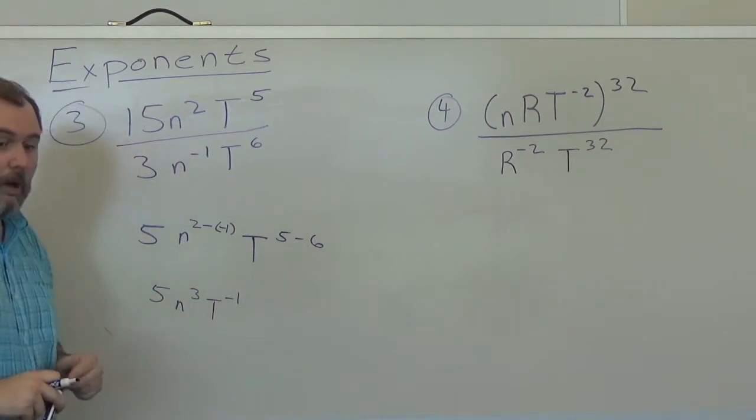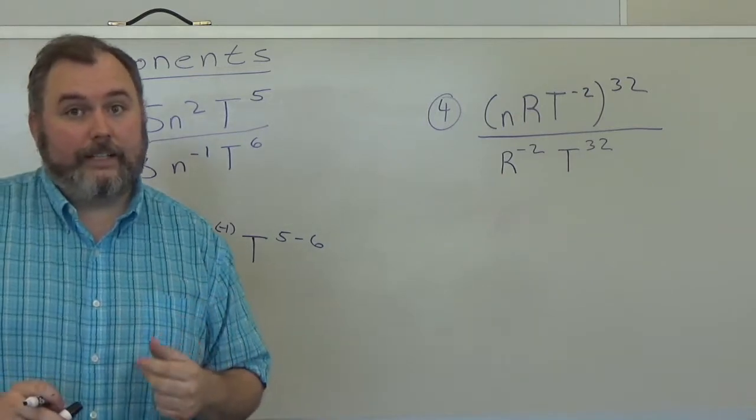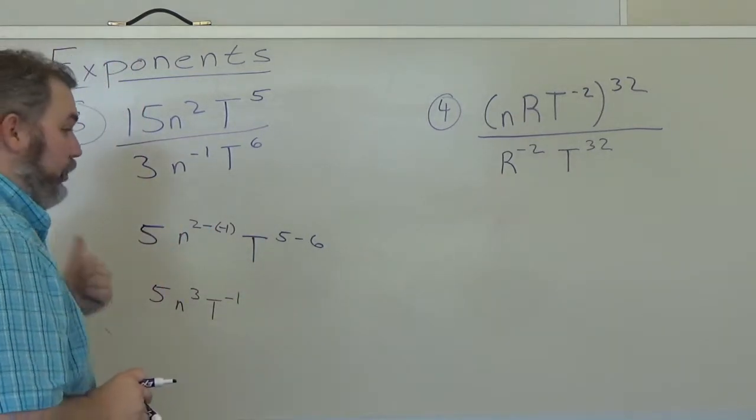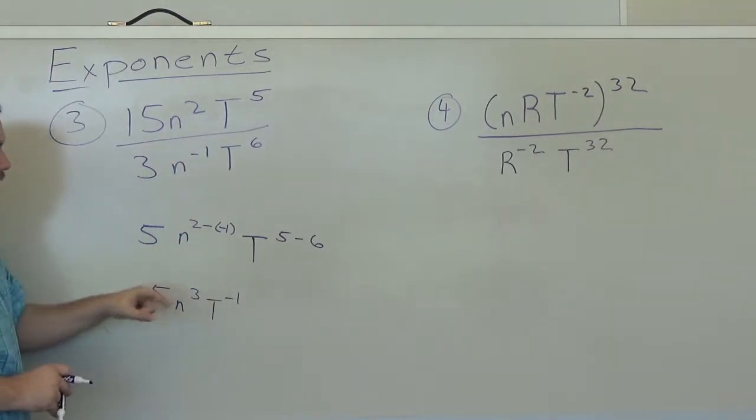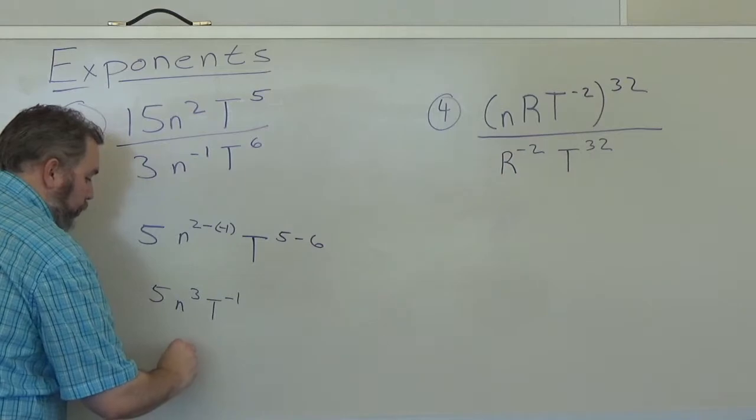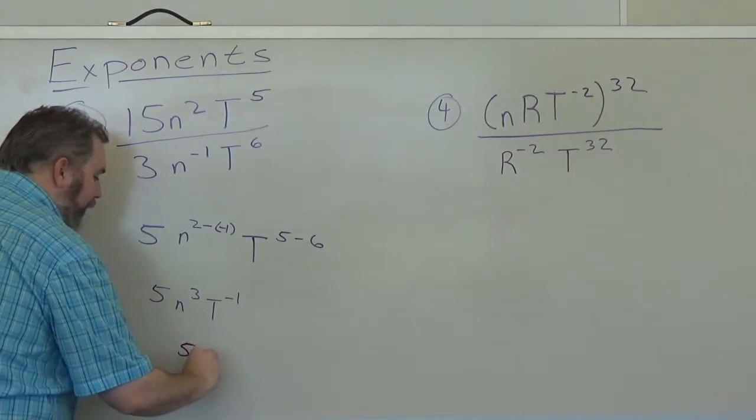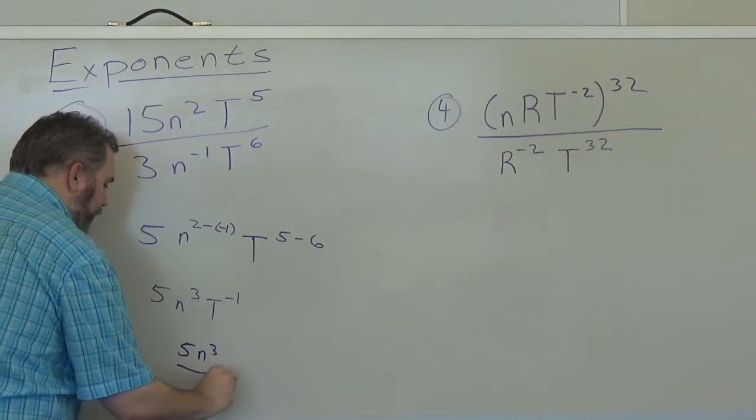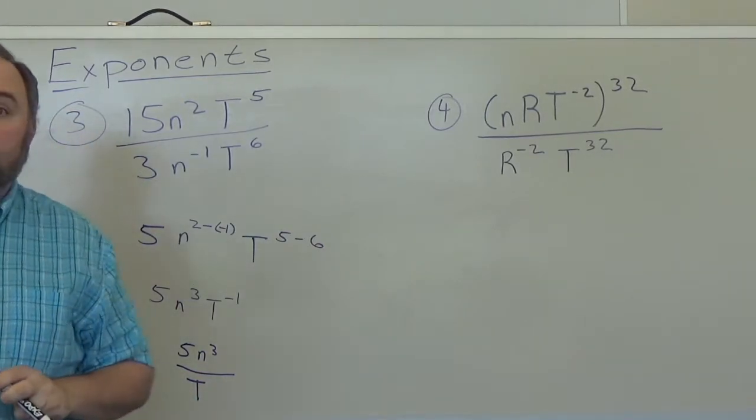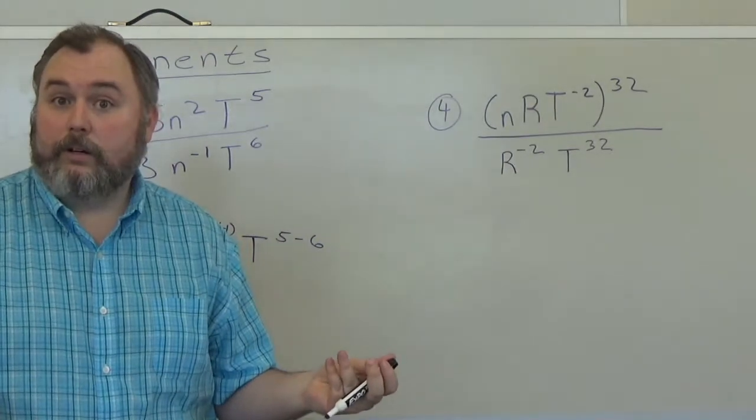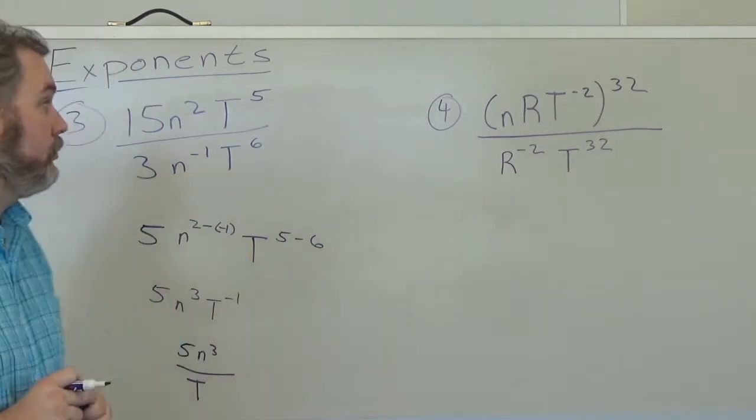If you got to this part, you're still not completely right. Why? Simply put, we don't like negatives. So we need to get rid of t to the negative 1. How do we do that? We push them away. So 5n to the 3rd divided by t. Why did I write t and not t to the 1st? Well, we know t to the 1 power is just t.